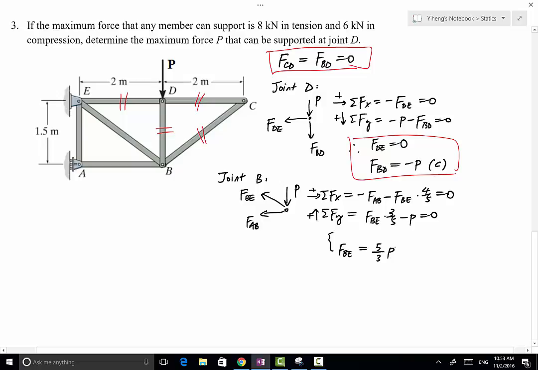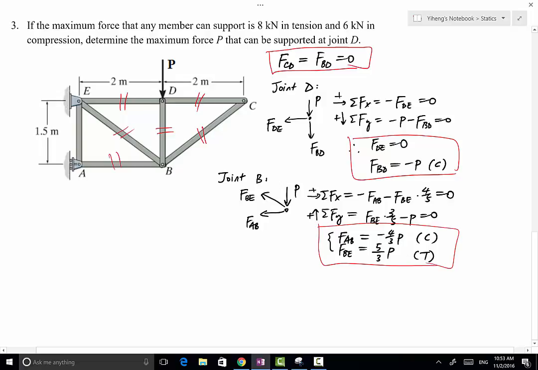At this point, it's not necessary to evaluate this. Remember, this is still an intermediate step. This is leading us to the final result, but this is not the final result. So there's no need to evaluate 5 over 3. Let's just keep it like that and substitute that into the first equation, and we can solve for FAB to be negative 4 over 3 P. If it's negative, that's compressive. If it's positive, that's tensile. So now we have solved for two more forces, these and these.